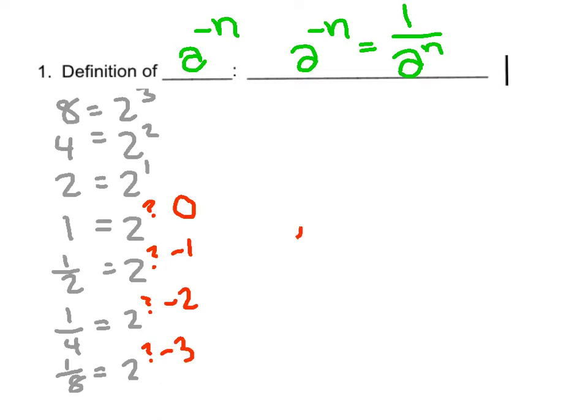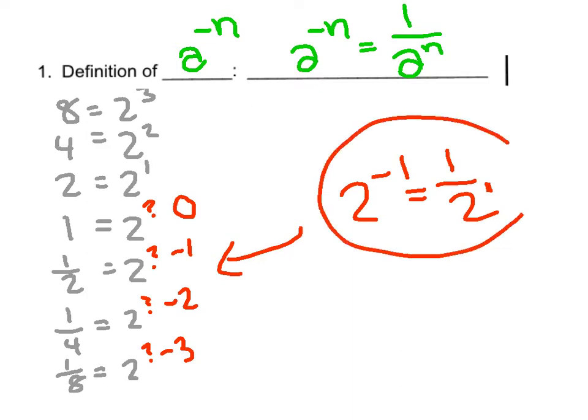If you take this one, you'll notice that 2 to the power of negative 1 is the same as 1 over 2 raised to the power of 1. So we're just taking that negative exponent, putting that whole power in the denominator, and rewriting it as a positive exponent. Go ahead and write this in your example box to the right of this definition.